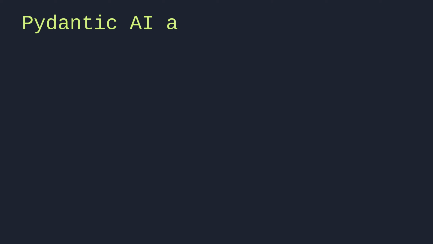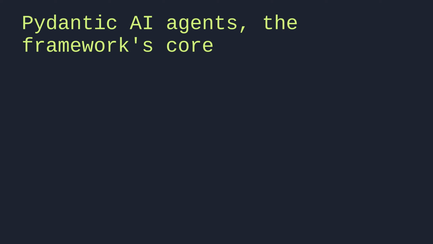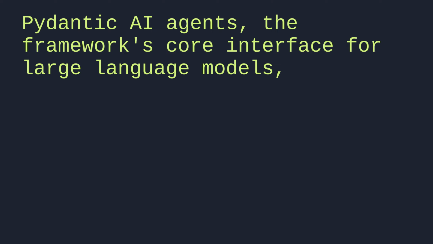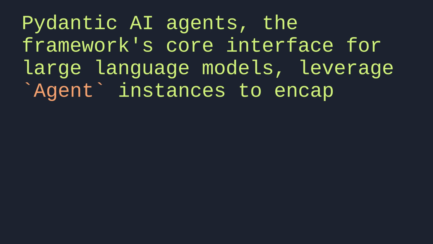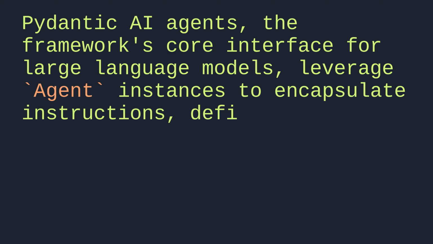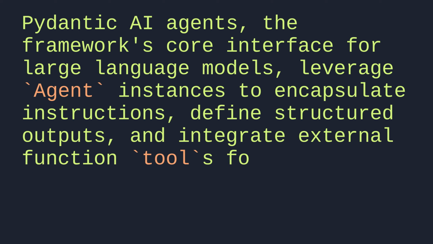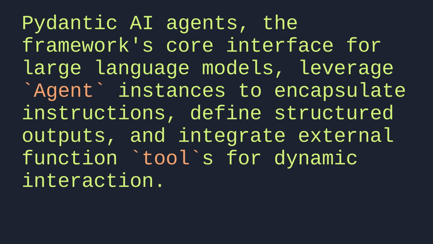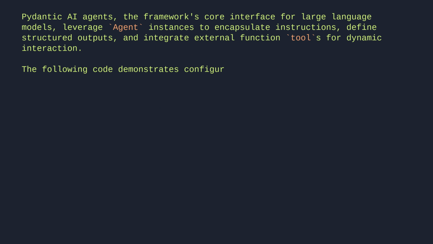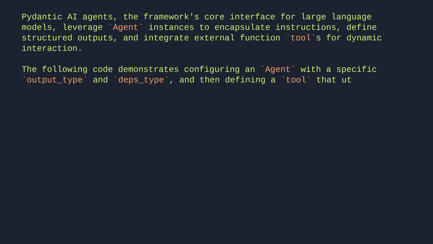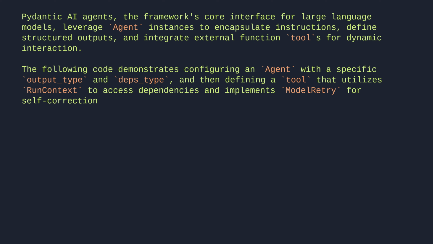Pydantic AI agents, the framework's core interface for large language models, leverage agent instances to encapsulate instructions, define structured outputs, and integrate external function tools for dynamic interaction. The following code demonstrates configuring an agent with a specific output type and deps type, and then defining a tool that utilizes RunContext to access dependencies and implements ModelRetry for self-correction during execution.